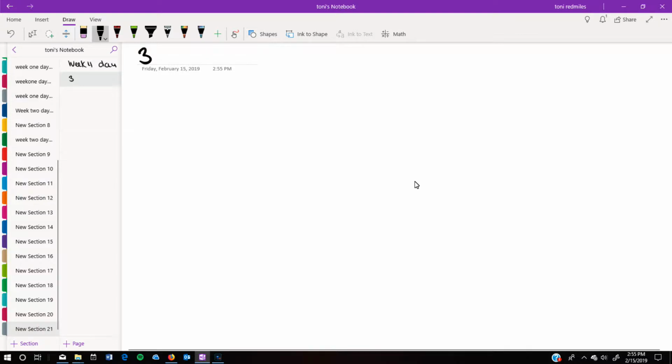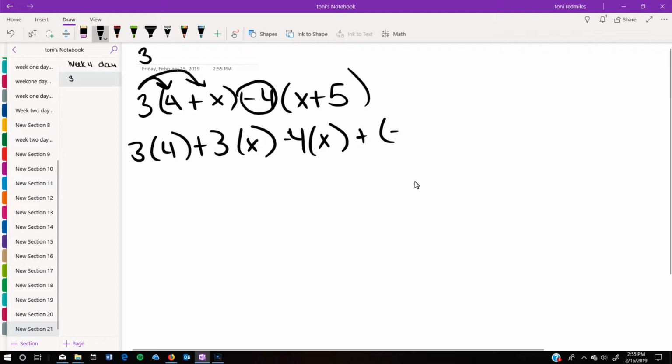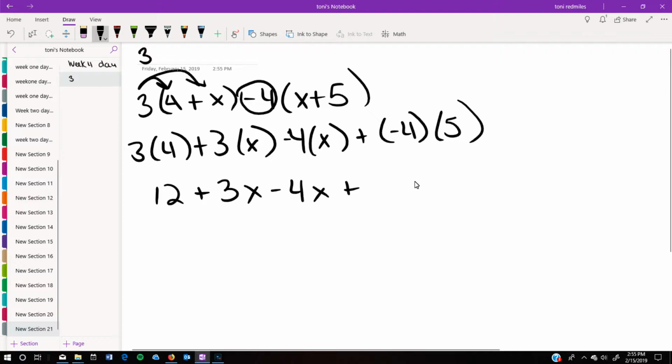All right, question 3. Ooh, this one's a doozy. All right, my first distributing is 3 times everything inside of this one. And then my second one, I've got to take this negative with it. So it's actually negative 4 times x plus negative 4 times 5. All right? So 3 times 4 is 12. 3 times x is 3x. Negative 4 times x is a negative 4x. Negative 4 times 5 is a negative 20.